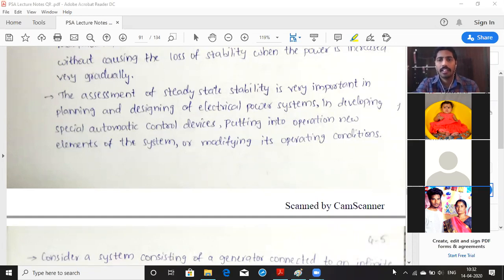Those who are sitting near the television, please come outside of that room so that it is perfectly audible for you.